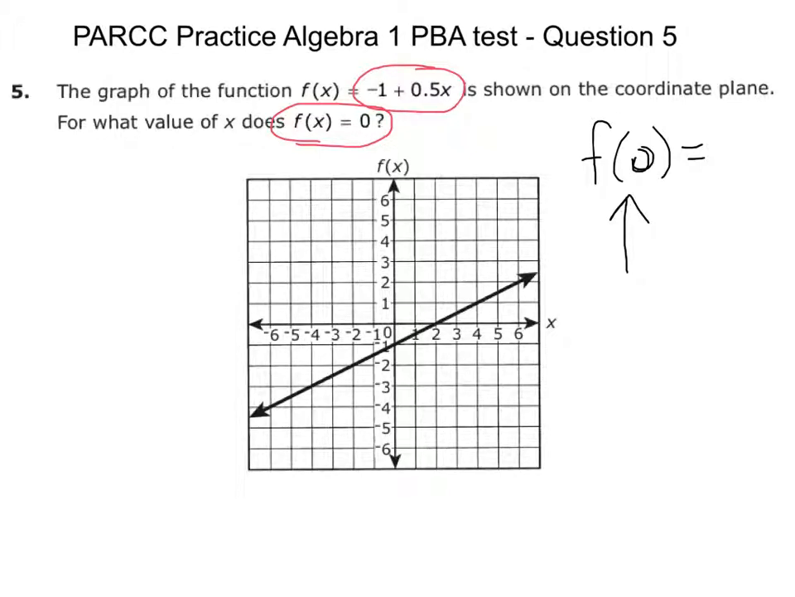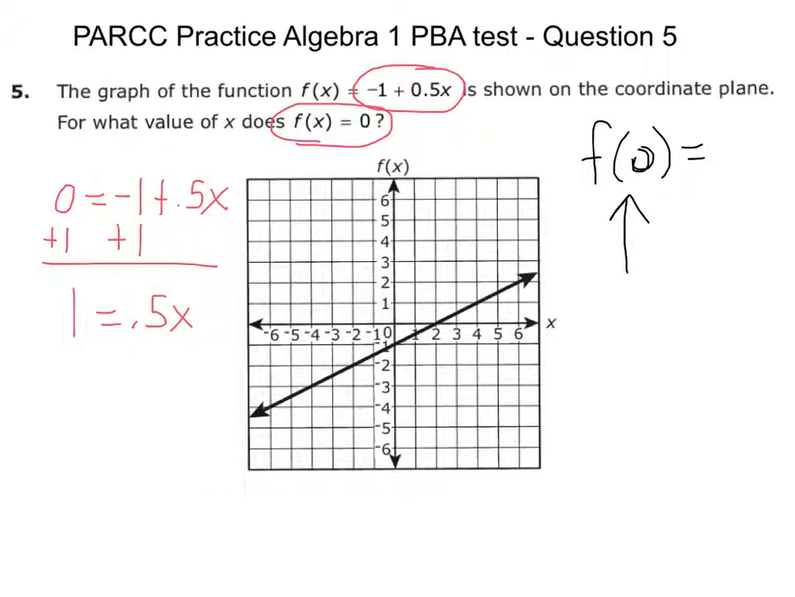So let's do that. 0 equals -1 plus 0.5x. So we took our function and we set it equal to 0. And now I need to solve for x. What can I do to solve for x? Add 1 to both sides, and so I have 1 equals 0.5x.